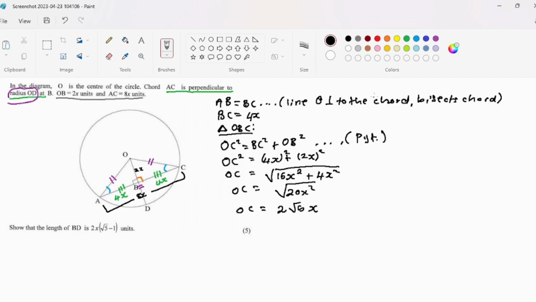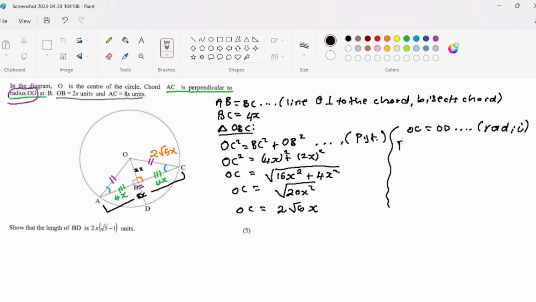After that, guys, we are going to label that on our diagram. This is our finding, right? We are going to have 2 root 5x. Since we have these findings, guys, we are going to say we know that OC is equal to OD. Our reasoning is going to be radii, meaning that there are 2 radii, right?